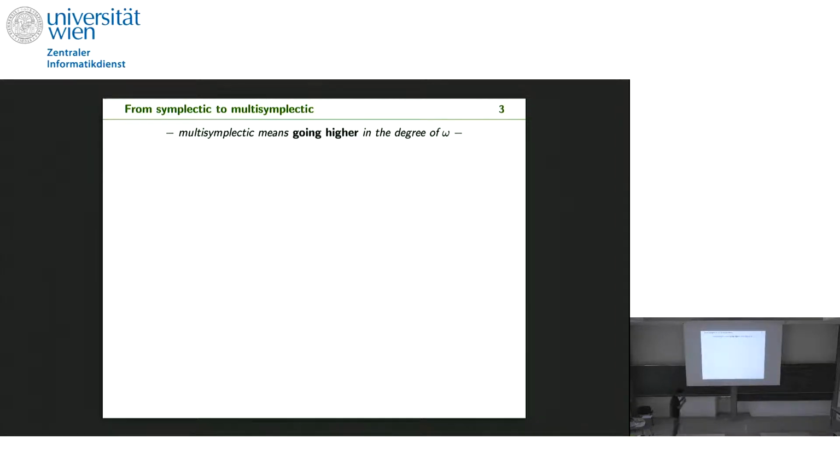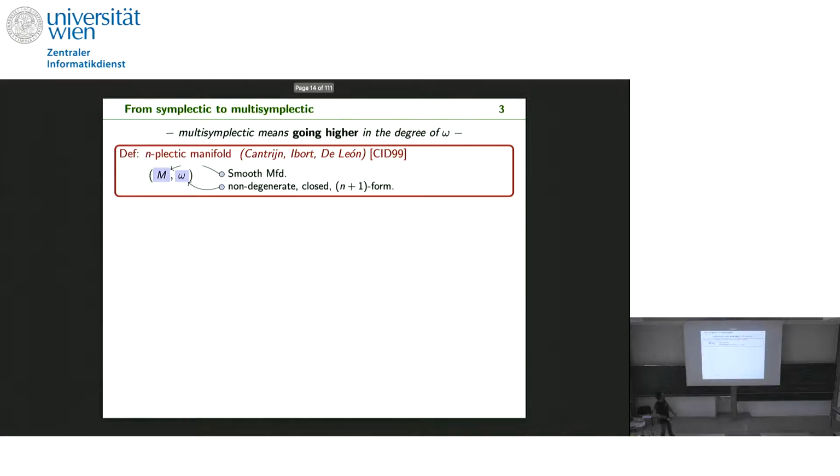So what does it mean to pass from symplectic to multisymplectic? The slogan is that multisymplectic means going higher in the degree of omega. The key definition is this one: an n-plectic manifold is a pair M, given by a smooth manifold together with a non-degenerate closed n+1 form. So for n-plectic, you fix an n+1 form.